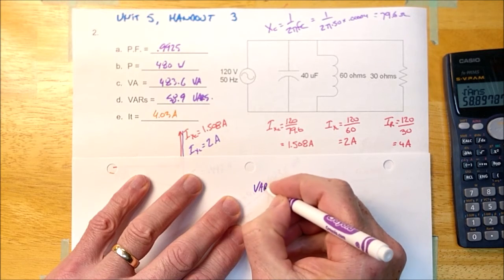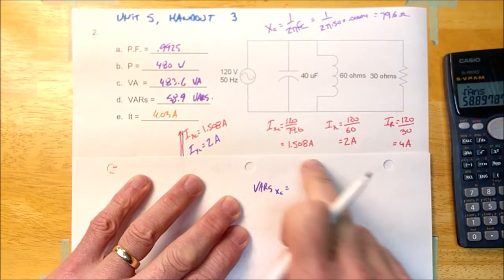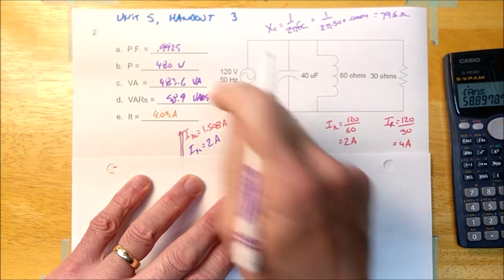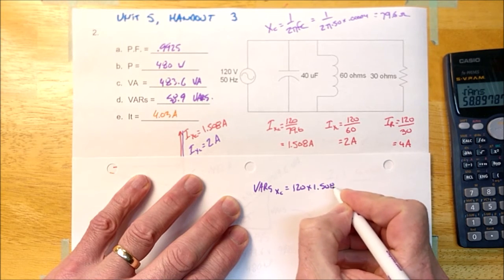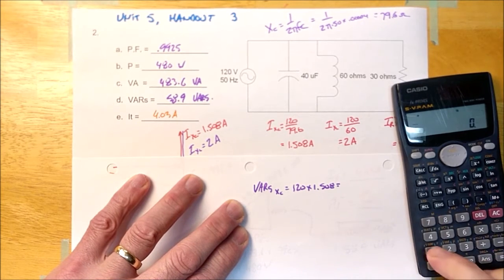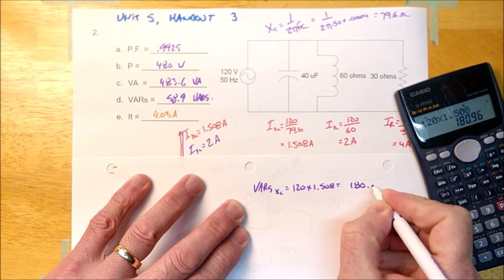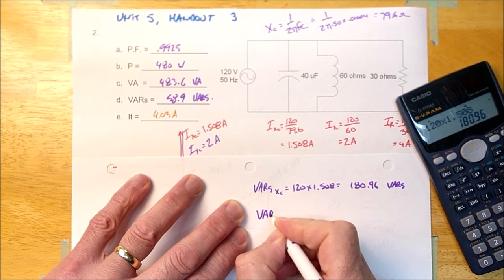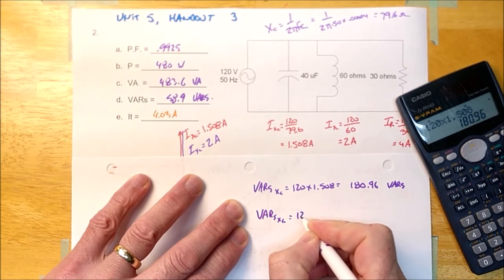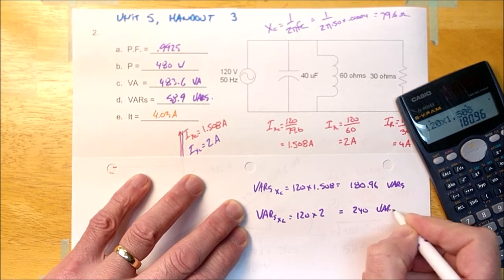I could calculate VARs XC. It would be EXC times IXC. EXC is 120 because all the voltages are 120, so it would have been 120 times 1.508. Let's do that for a second. 120 times 1.508. Okay. Looks like it's 180.96 VARs. Right. Then I could have calculated VARs XL. It'd be 120 times 2, so that's 240 VARs.